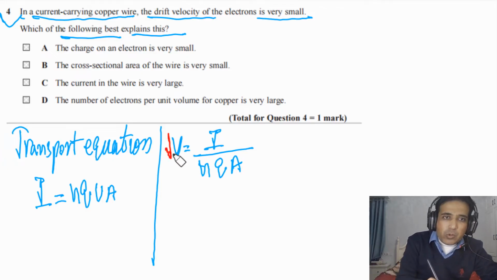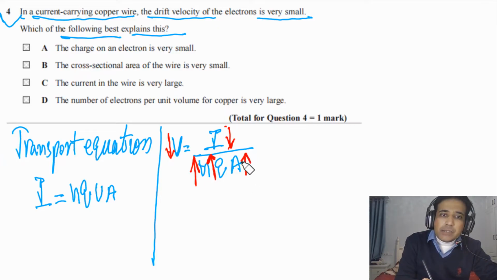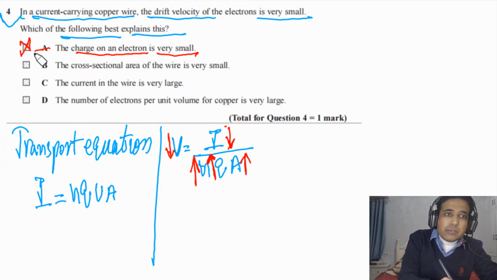v will be small if the current is small, or if n is very large, or if q, the charge on a single charge carrier, meaning on each electron, is very large, or if A is very large. Looking at the options, in option A the charge on an electron is very small. If this charge is small, v will be very large, so this is not possible.